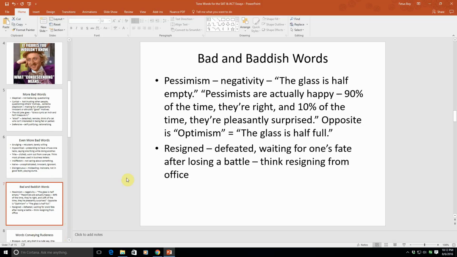So here's some bad and bad-ish words. Pessimism, that's negativity. We've all heard the pessimist thinks the glass is half empty, and the optimist thinks the glass is half full. Well, pessimists are actually happy because 90% of the time they're right, and 10% of the time they're pleasantly surprised. The opposite of pessimism is optimism, which is the glass is half full. And then the chem geek joke is, no, the glass is always full. It's just half of it is water and half of it is air.